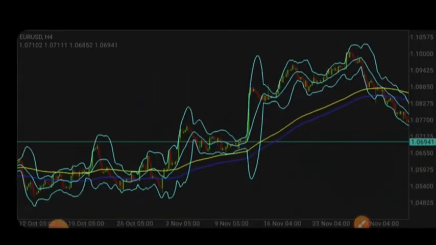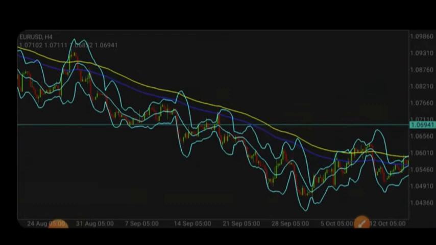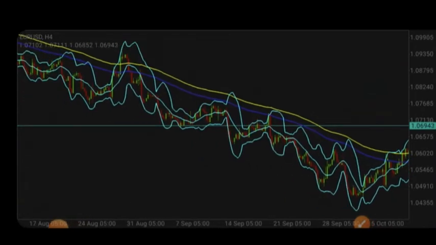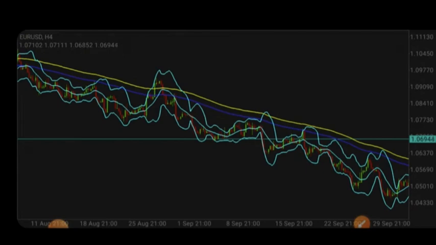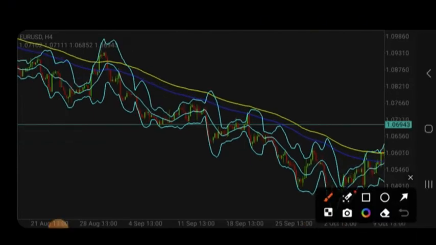As you can see what happened here, the market was below the yellow line, the high moving average, and now the market has reached the upper line of the Bollinger Bands. That's when you're going to open a sell position, and your take profit is going to be when the market reaches the lower line of the Bollinger Bands, and the stop loss is going to be all the way above there.